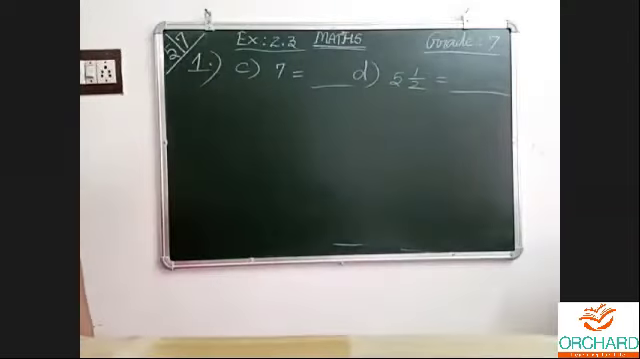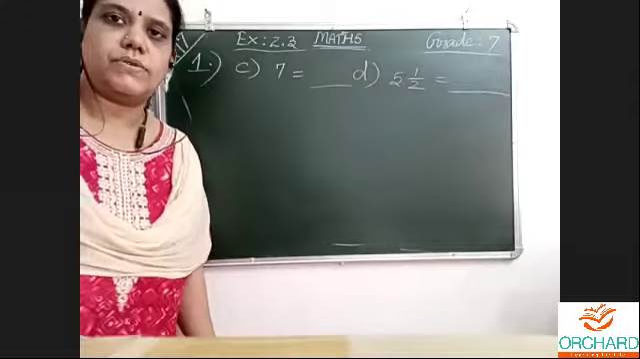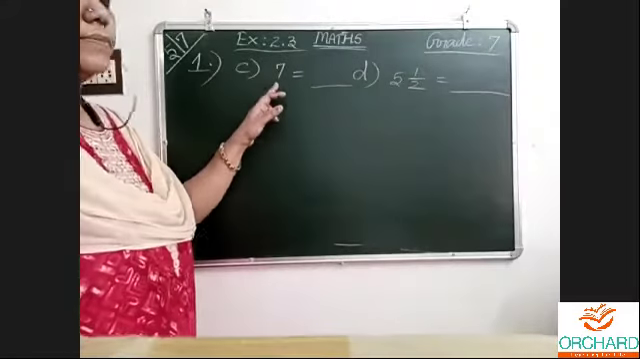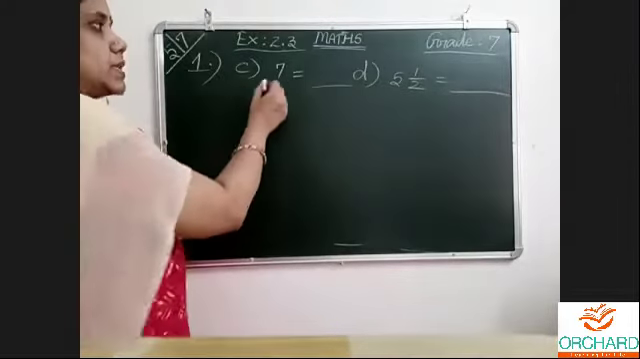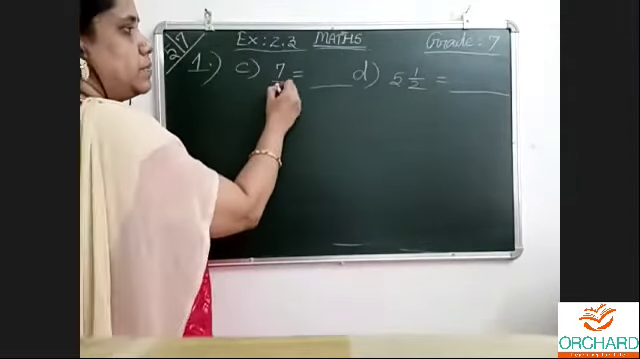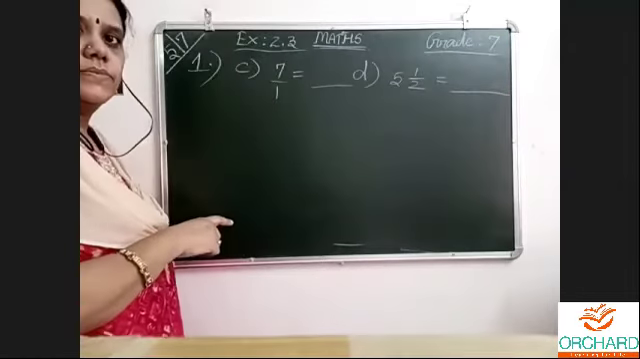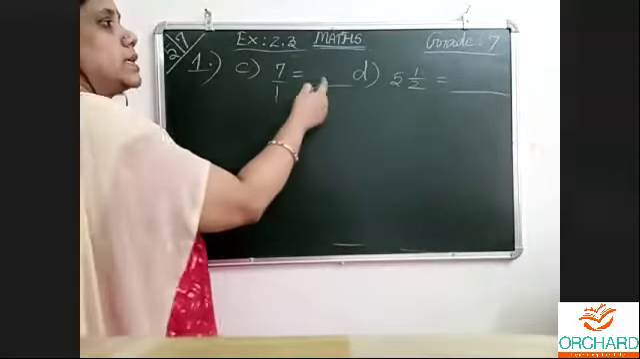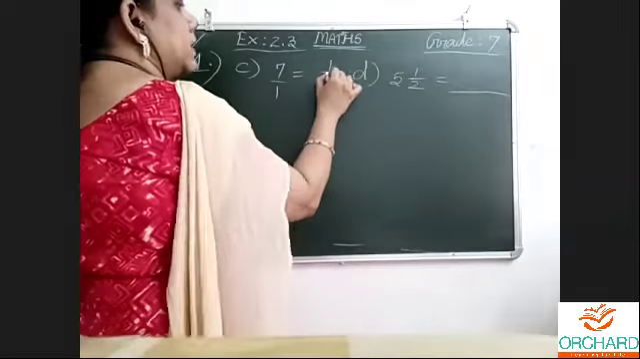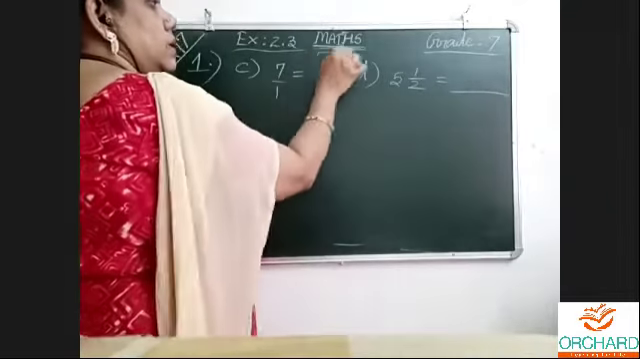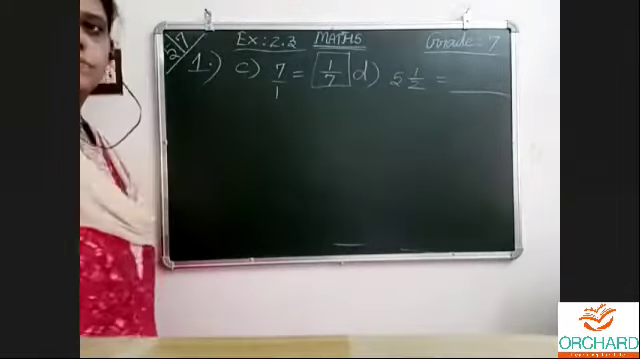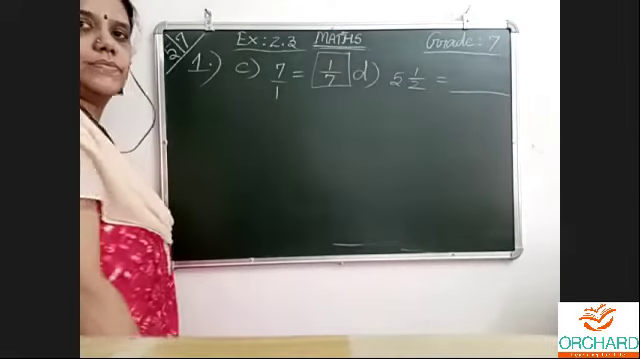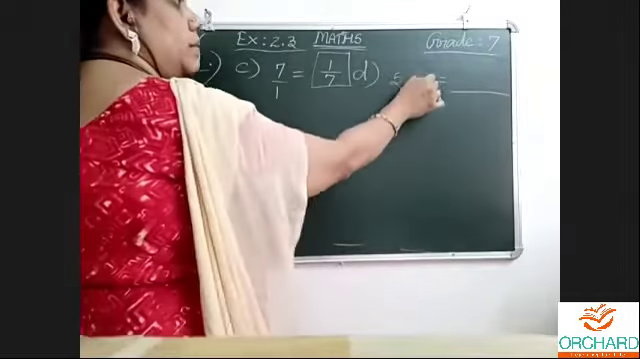The question is, find the reciprocal of the following numbers. 7. What is the reciprocal of 7? 7 is what? 7 by 1. Nothing in the denominator, write 1. So what is the reverse? 1 by 7. This is the answer. Okay. Next. 5, 1 by 2.